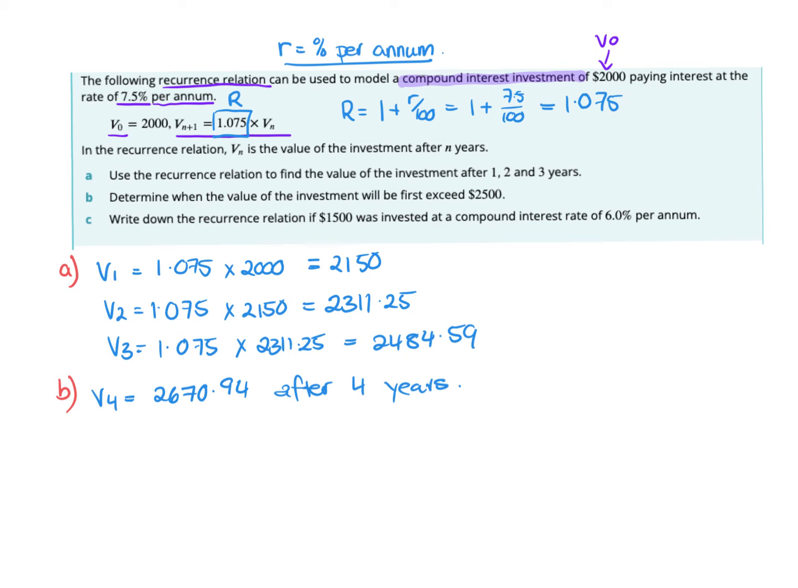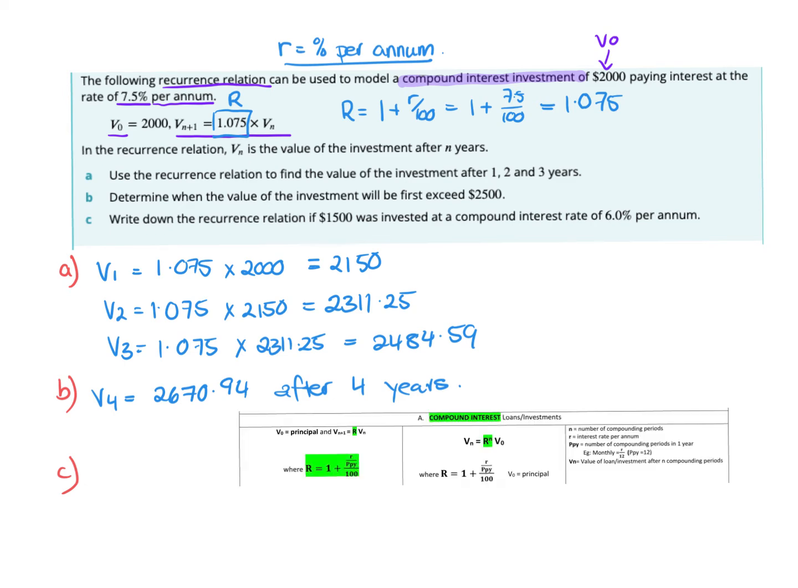Okay, and then it says write down the recurrence relation. So now they want us to write a recurrence relation. If you remember, I'll show you on your formula summary sheet where you're going to go now when it's compound. So hold on a minute. Your back page has a summary of all the formula sheets, because we don't want to keep flicking through all our notes. So this is what you're going to do now.